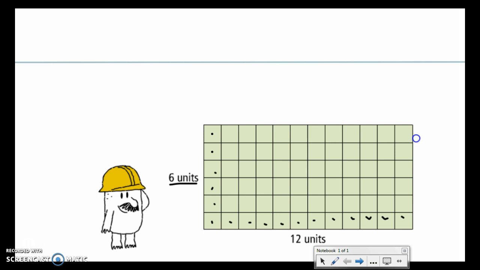So what you'll do is multiply 6 times 12. You can do that in the bottom. Alright, 6 times 12 is 72.